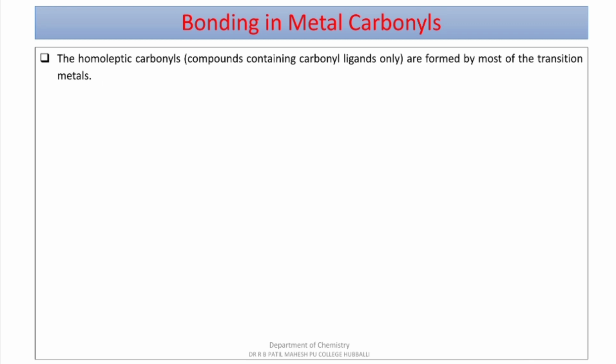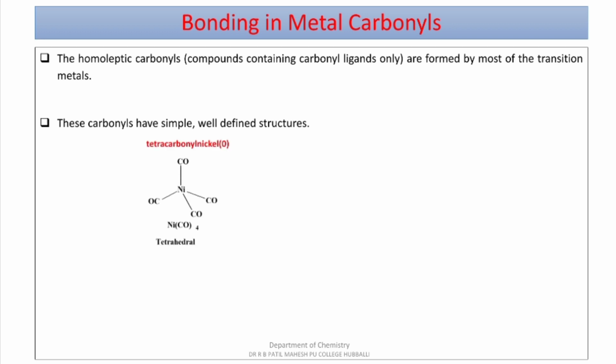It is a type of homoleptic carbonyl compound in which all ligands are of the same type, which are CO, that is carbonyl, forming a coordination complex with a transition metal. These carbonyls have simple, well-defined structures. For example, for coordination number 4, Ni(CO)4 is tetrahedral with sp3 hybridization. The name of the complex is tetracarbonylnickel(0).